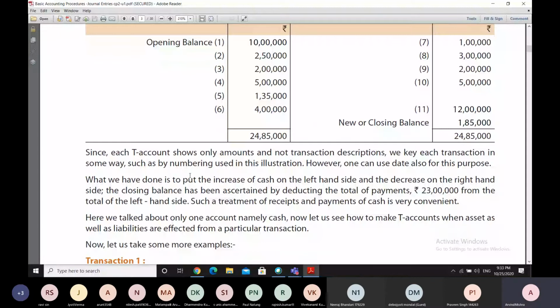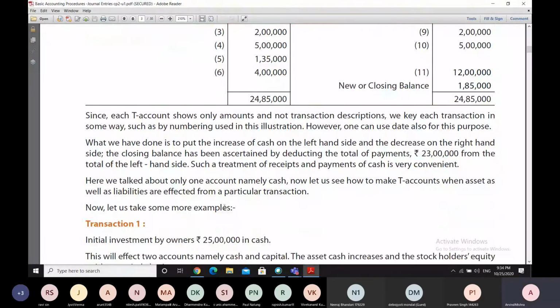Now what we have done here is that we have put the increase of cash on the left hand side in the above account and the decrease on the right hand side, and we have ascertained the closing balance by deducting the total of the payments from the total of the left hand side. Now this kind of treatment of receipts and payments is very convenient.